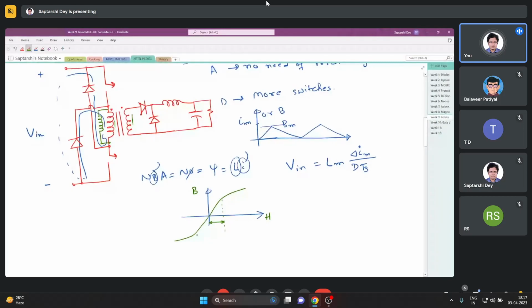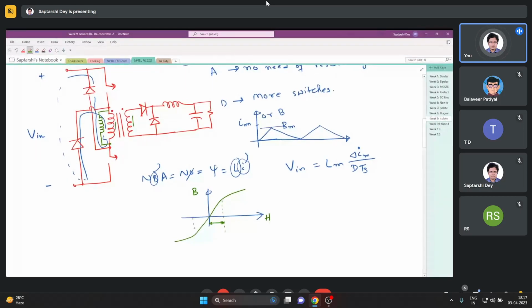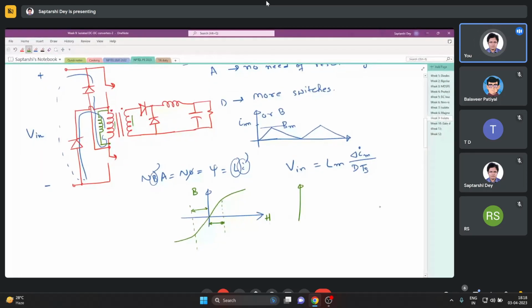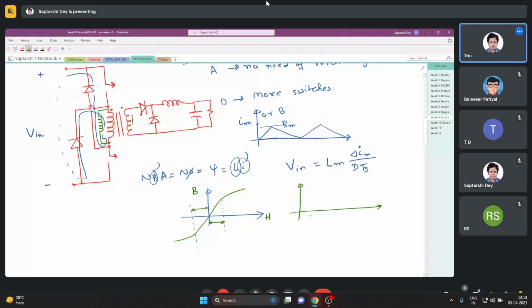BH is like this, and this part is linear too. This part is also linear. So why not use this one also? What will happen is, if we utilize the other half of the BH curve, then we can have a current like this. Then we can have a current like this.